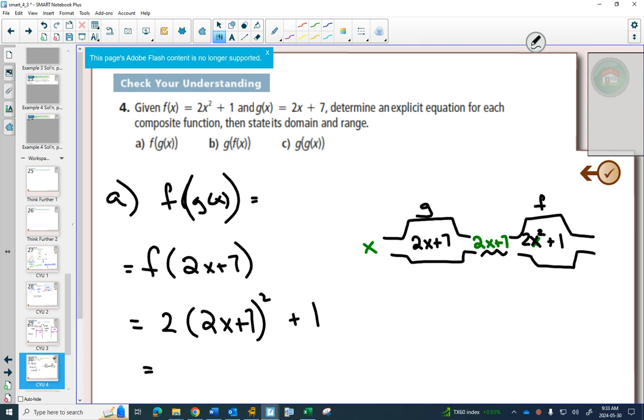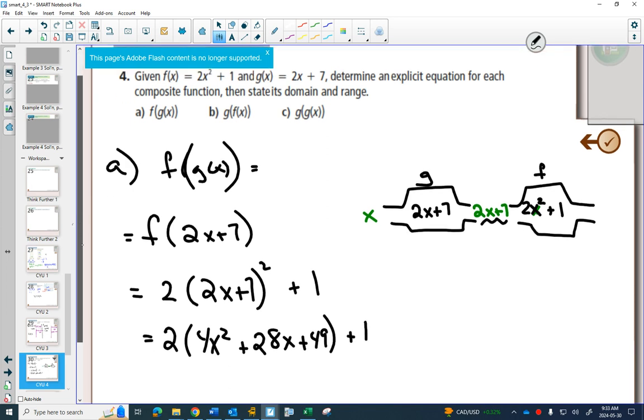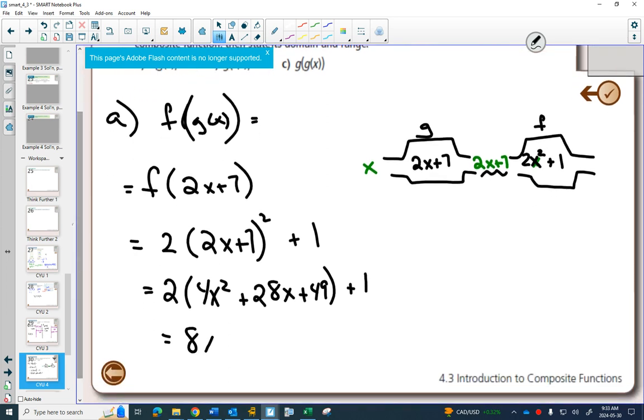This could be disastrous. Right? 2x plus 7 squared, we'd have the order of operations. You'd have 4 Mahad squared. Oh no. Too many Mahad. Then you're going to get 28 Mahads plus 49. And then still a plus 1. Now if we distribute the 2, in the end, we get 8 Mahad squared, 56 Mahads, 98 plus 1, and then 99 extra things at the end.